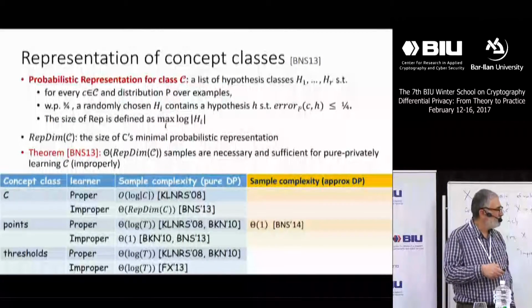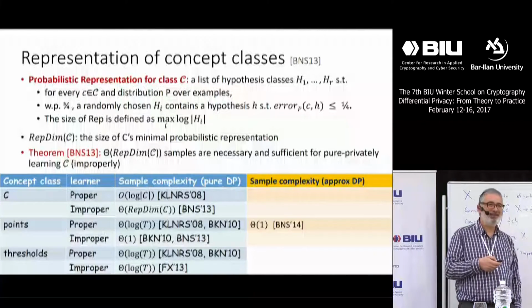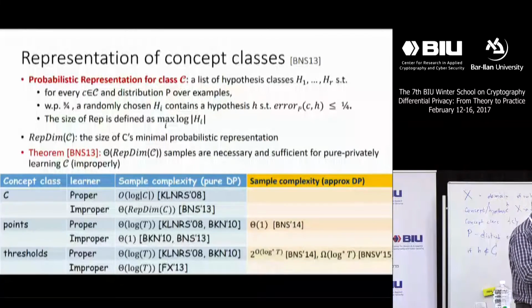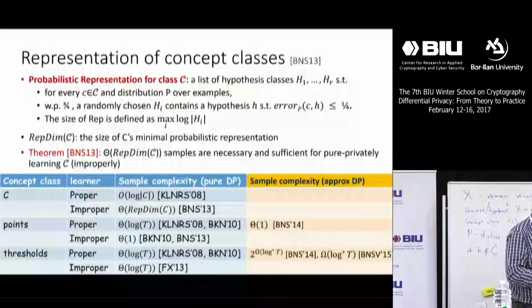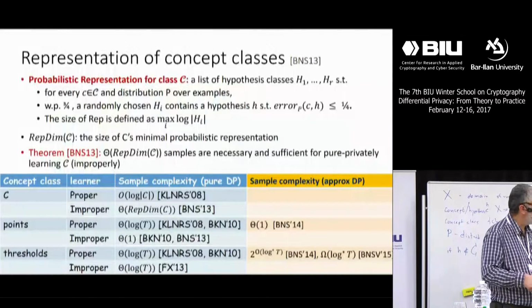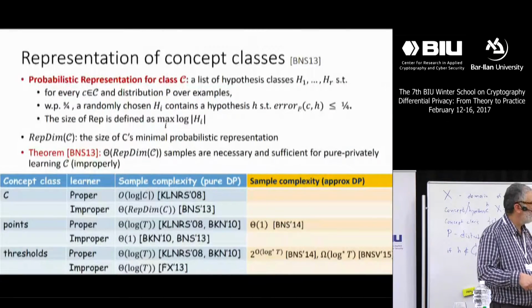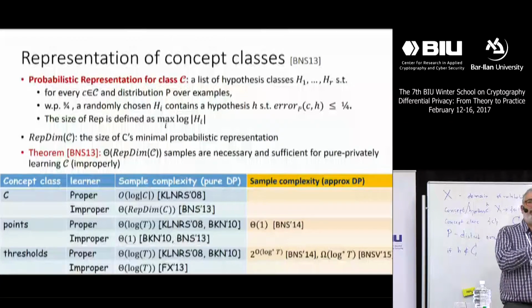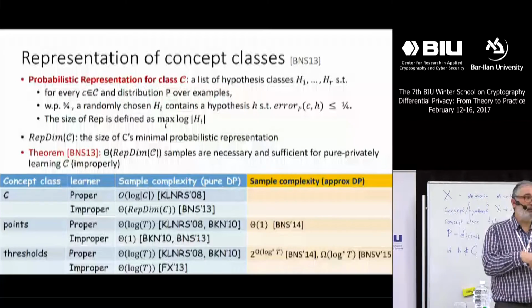And for thresholds, what would you guess the answer should be? Adam? For thresholds, we're getting this very strange thing. Learning thresholds properly with approximate differential privacy, we have an upper bound that looks like this. Let me explain it for you. Log star of t, log star is the function: if you have a calculator, you put in a number, how many times do you have to press the log function until you get a number below 1?